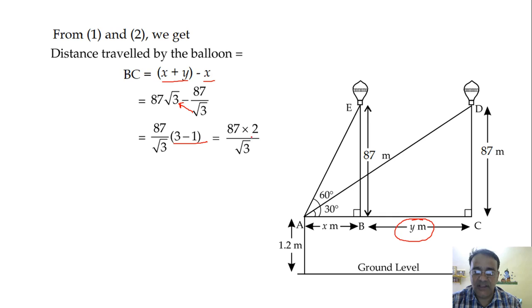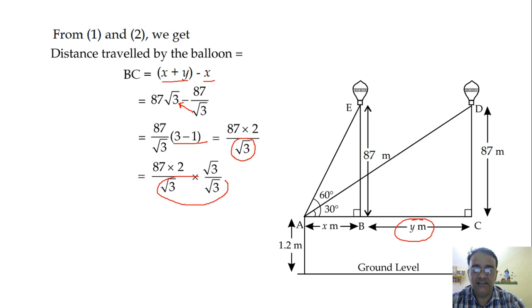Right? Now we have to remove root 3. How will you remove? By rationalizing the denominator. So root 3 से multiply divide करना पड़ेगा. तब ये क्या हो जाएगा? 3 हो जाएगा. 3. Right. So 87 into 3 into root 3 upon 3.